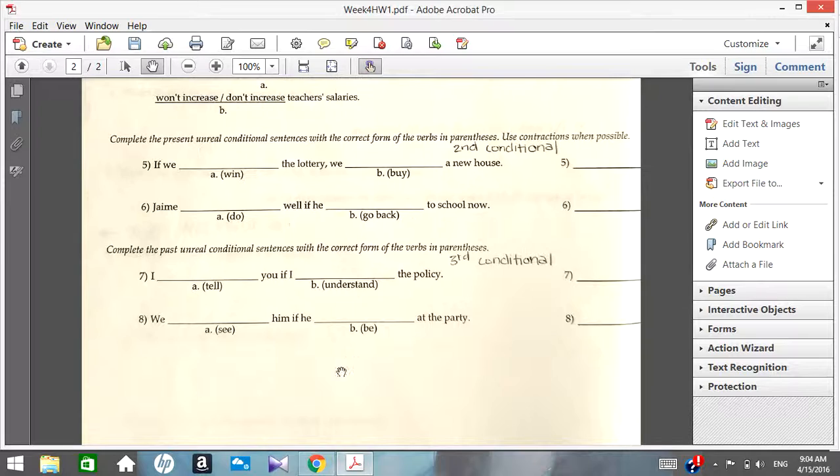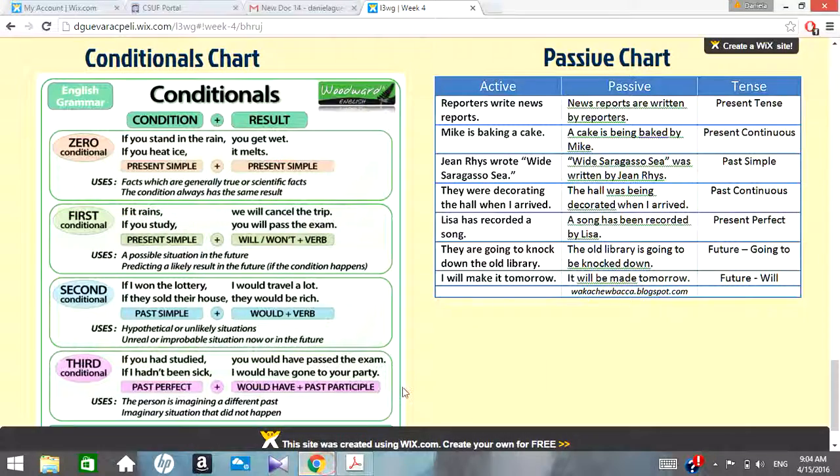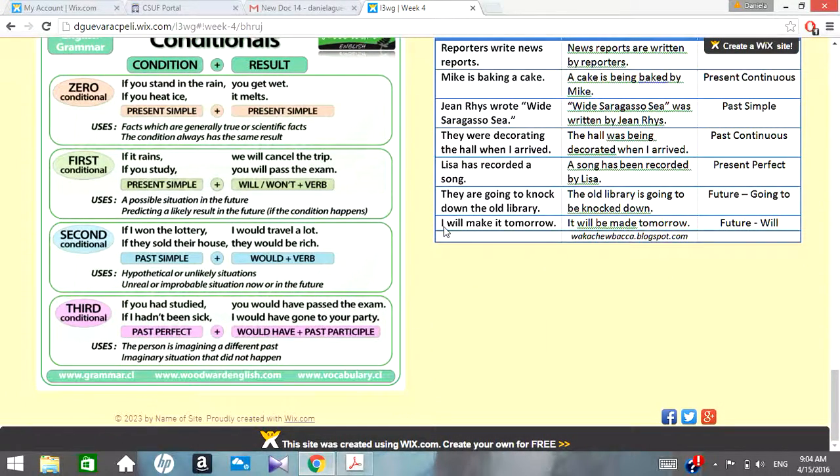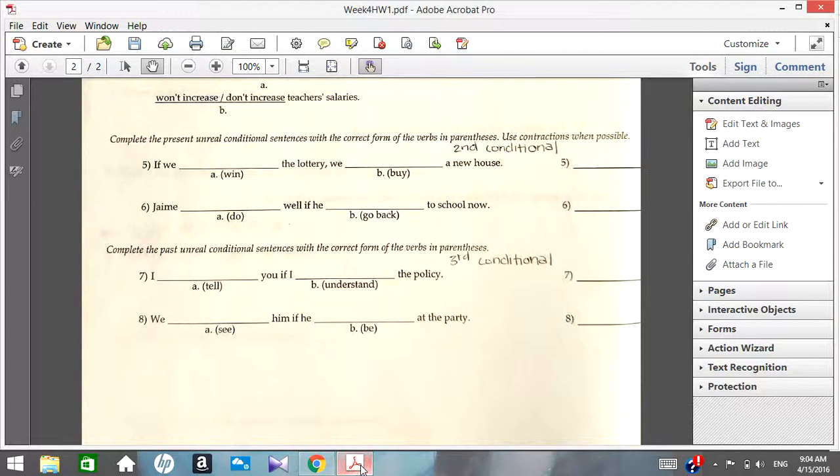Okay, this is the second conditional, and again, look at your chart. Make sure that you're following along. So here it says my if clause has to be in the past simple, and then my second clause has to take would, and then the verb. Okay? And this is used for something that I don't really think will happen, but I hope it will. Okay? So this one, if we blank the lottery, we blank a new house.